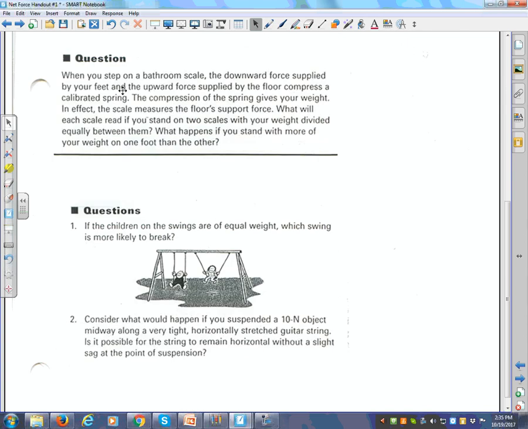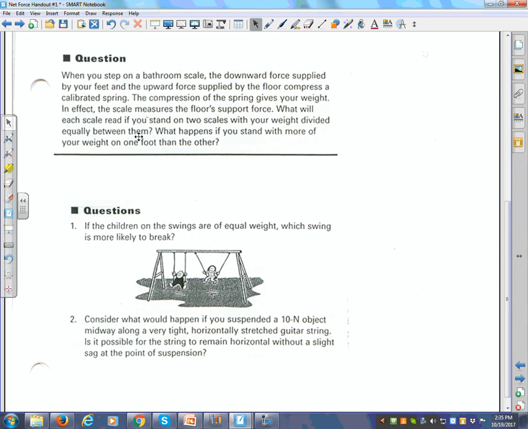When you step on a bathroom scale, the downward force applied by your feet and the upward force applied by the floor compress a calibrated spring. The compression of the spring gives you your weight. In effect, the scale measures the floor's support force. What will each scale read if you stand on 2 scales with your weight divided equally between them?